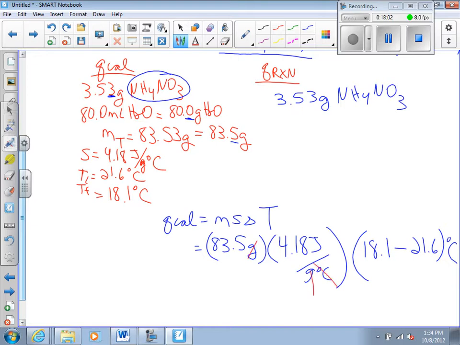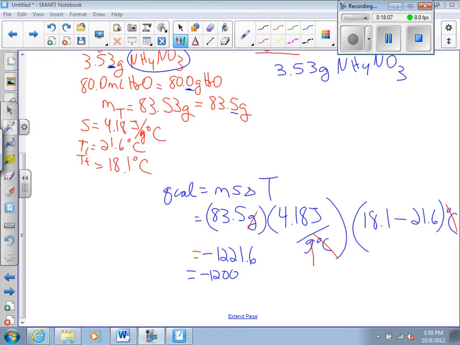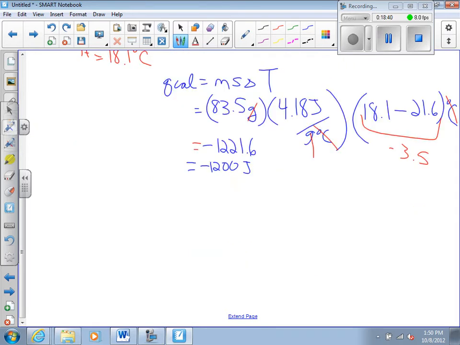Grams cancel, degrees Celsius cancels, and now we need to calculate that out. Okay, so what we find here is that we get negative 1221.6, but now sig figs get a bit complicated here. Because right here, when we do the subtraction, we can only keep our answer to the tenths place. So let's see, 5, negative 3.5. And right there, I only get to keep 2 sig figs, so my answer can actually only have 2 sig figs in it. So negative 1200 joules. That's my Q calorimeter.